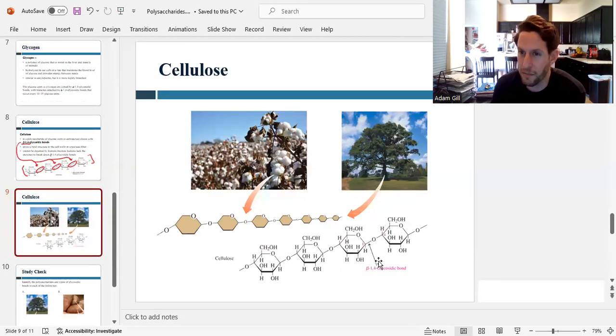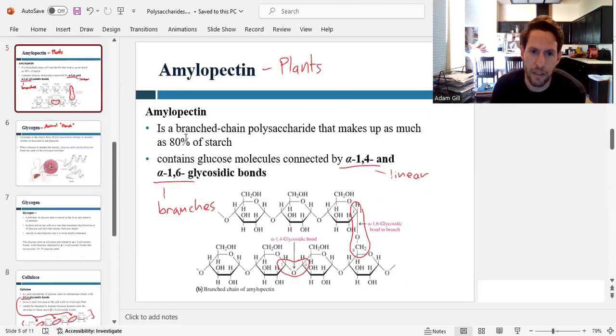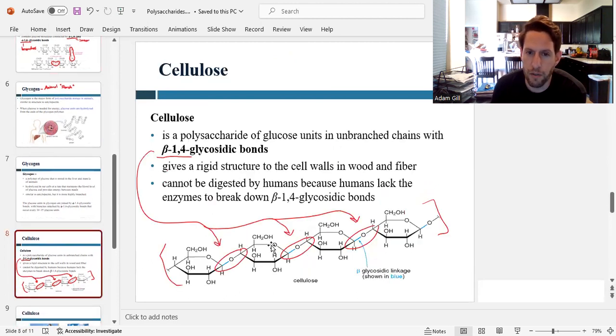Now, some organisms do have the enzymes to do that, like termites. Termites eat wood, and to them, it's like us eating a potato. It's pure sugar energy for them because they have the right enzyme to break it down. We only have the enzyme to break down the alpha 1,4 or alpha 1,6 bonds. But beta 1,4 is non-digestible to humans.